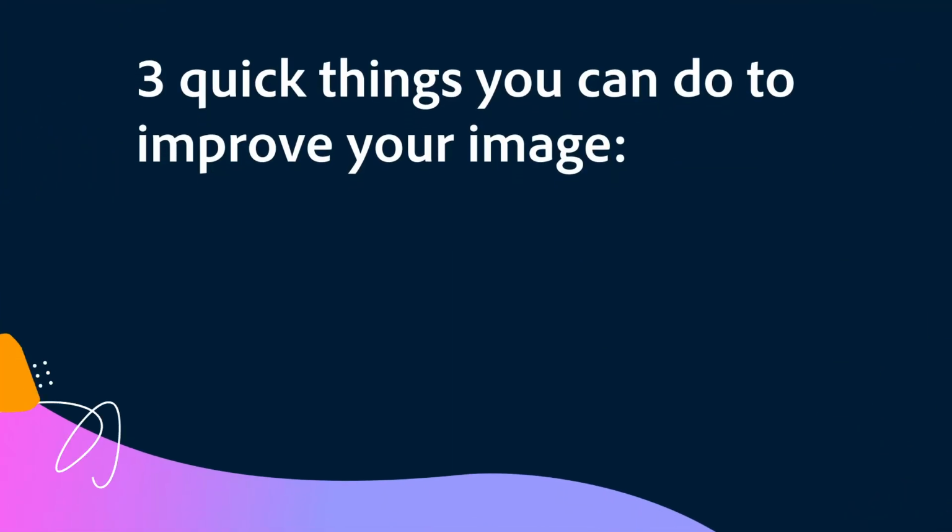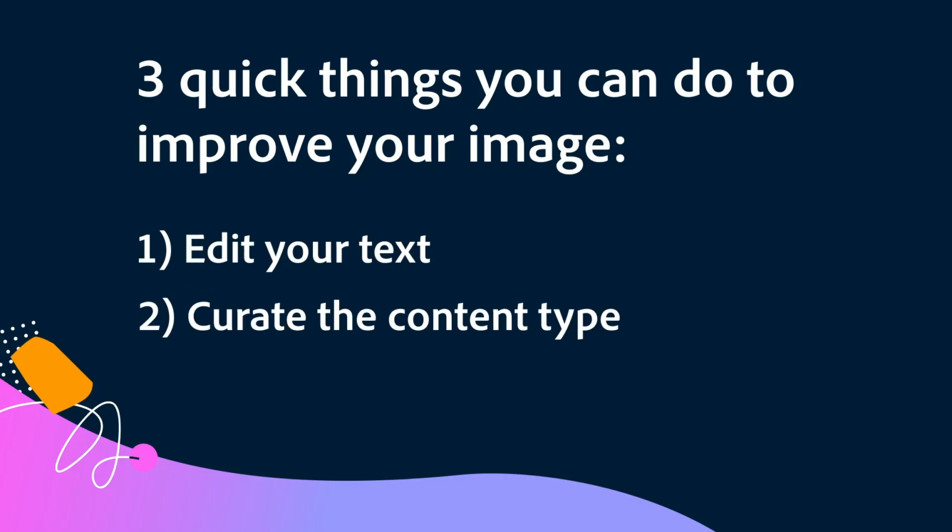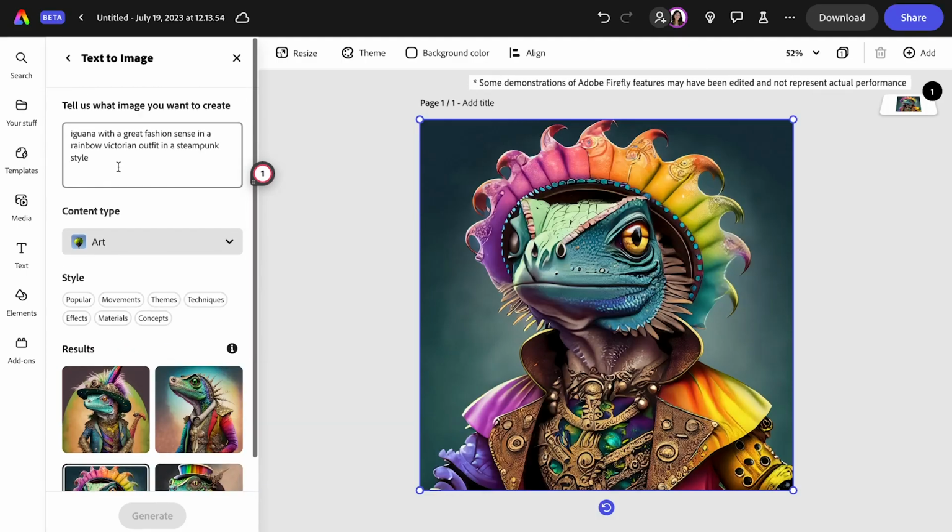Three quick things that you can do to improve your image: edit your text, curate the content type, and refine the style. I'm going to edit my text to add some more detail to my prompt, which will adjust what Firefly generates. Keep in mind, the prompt bar is not a chat conversation, so in order to add more details to your image, you should still include your original request in the prompt.